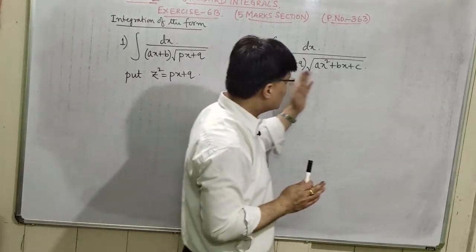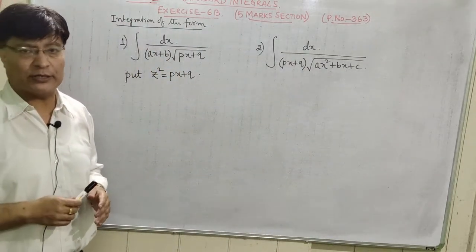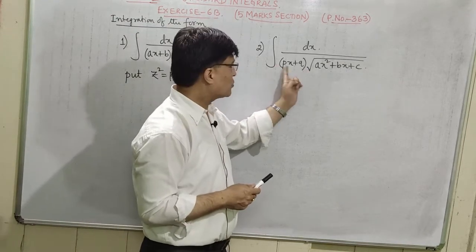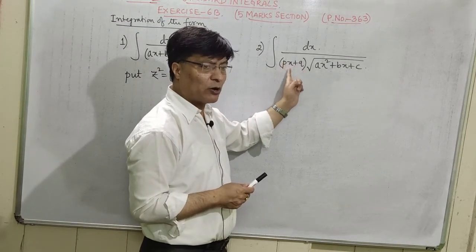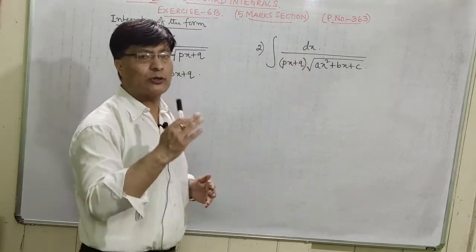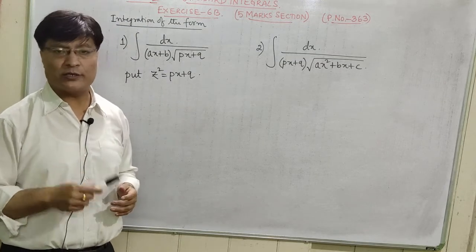So whenever you have such type of integration, how can you evaluate it? There is a method. Here, outside the square root, this is px plus q, where the power of x is 1, and within the square root the highest power of x is 2, that is a quadratic expression in x, and there is a term containing x also within the square root.